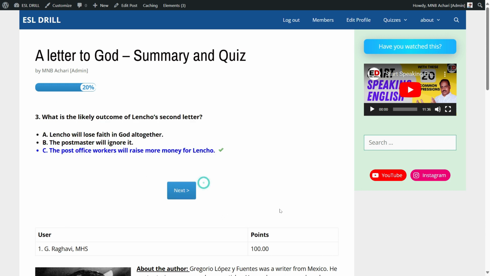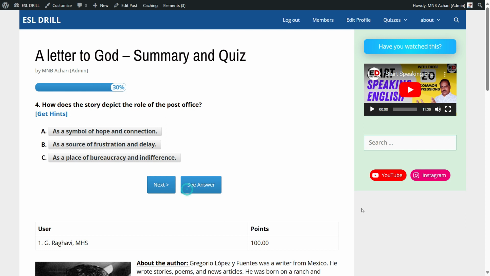Anyway, let's see the answer. That's right. Let's move forward. How does the story depict the role of the post office? Here depict means describe. Now if you are not sure, you can always get hints. Remember, not every question has hints, but if you see get hints, you can try.